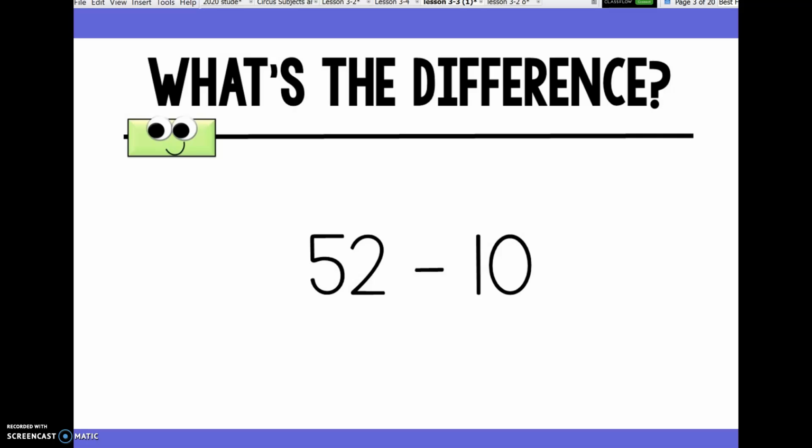Or if I look at this problem, 52 minus 10, I can say to myself, well, 2 minus 0 is 2, and 5 tens minus 1 ten will be 4 tens. So I put my 4 in the tens place, and that's 40. So 52 minus 10 is 42.